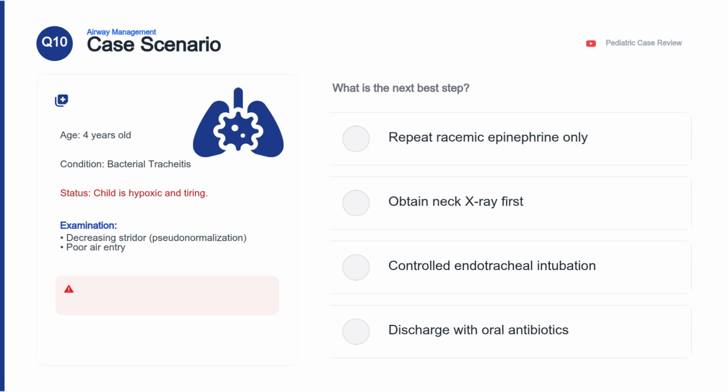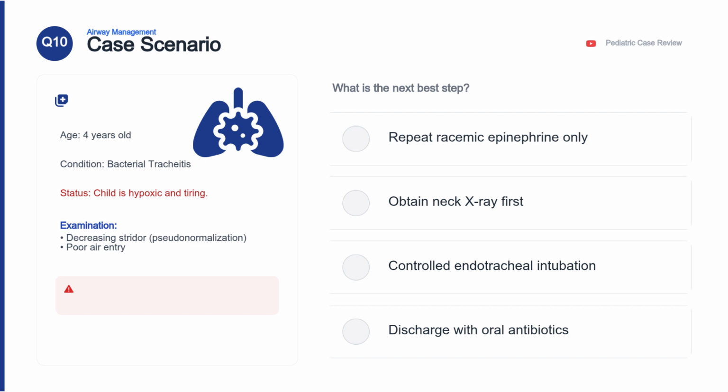Question 10 examines airway management. A 4-year-old child with confirmed bacterial tracheitis is being monitored in the pediatric intensive care unit. Over the past 30 minutes, the child has developed progressive hypoxia with oxygen saturation dropping to 85% despite supplemental oxygen, shows increasing work of breathing with fatigue, has paradoxically decreasing stridor suggesting critical airway narrowing, and demonstrates poor air entry bilaterally on auscultation. What is the most appropriate next step in management?